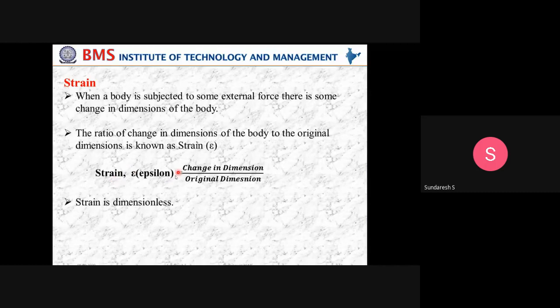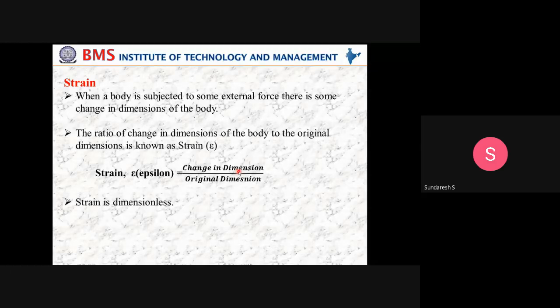Strain is a change in dimension to the original dimension. This dimension I'm talking about may be anything. The dimension may correspond to a length, or a diameter, or a width, or a thickness, anything. So that dimension is the change in dimension, how much amount of change that dimension will undergo relative to its original dimension. That ratio between the change in the dimension to the original dimension, we call a strain.